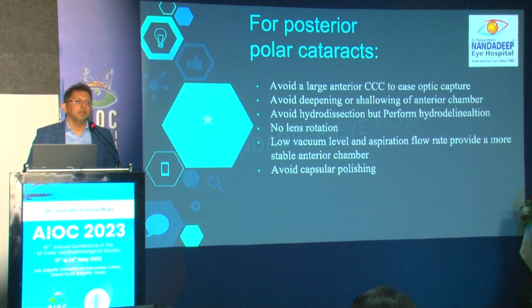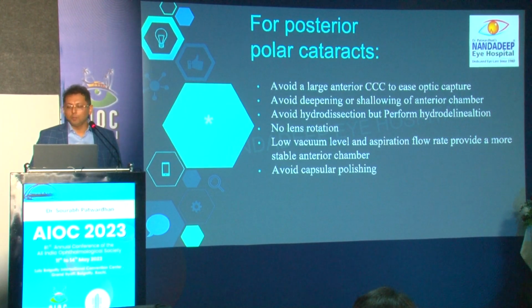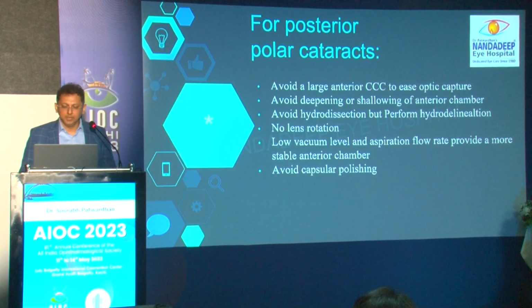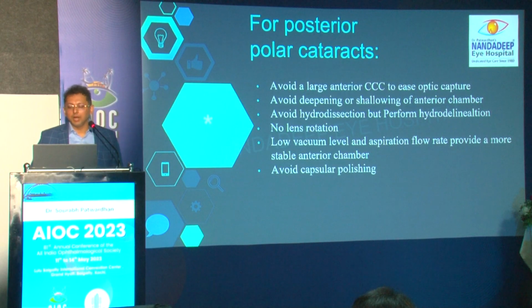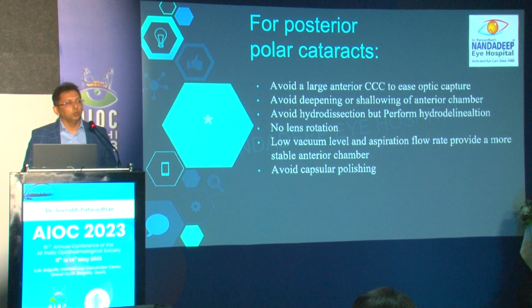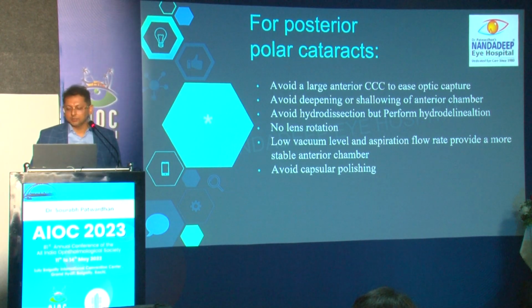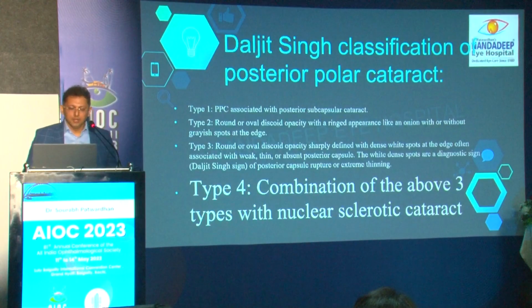Now these are the popular strategies which have already been described. For example, avoid a large anterior CCC so that we have a good optic capture; we can do an oval CCC as well. Avoid deepening or shallowing of the anterior chamber during the procedure. Avoid hydrodissection but perform hydrodelineation. There should be no nucleus rotation during the maneuver as far as possible. Use low vacuum, low flow rate, and avoid any capsular polishing at the end.